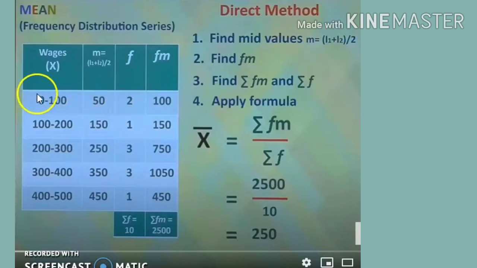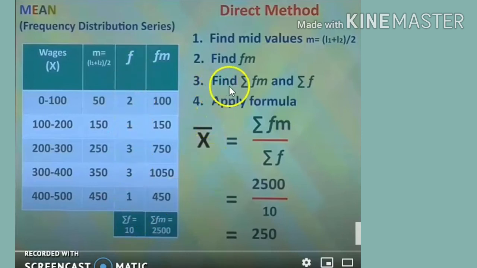So you will be getting the mid values: 0 plus 100 divided by 2, 50. Then 100 plus 200 divided by 2, it's 150. Then 200 plus 300 divided by 2, it's 250. Then 300 plus 400 divided by 2, it's 350. Then 400 plus 500 divided by 2, it's 450. So frequency will be given in the question already. So it's 2, 1, 3, 3, 1. So the total you have to find as sigma f.